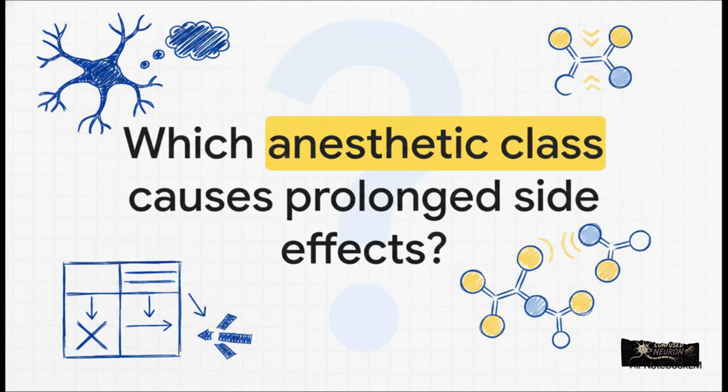Let's wrap up this explainer with a quick question to challenge your recall. If your patient has an atypical weak plasma cholinesterase enzyme, which specific class of local anesthetics will cause dangerously prolonged side effects? Think back to our metabolic breakdown. Which class gets chewed up in the plasma? I'm going to leave you to ponder that one.